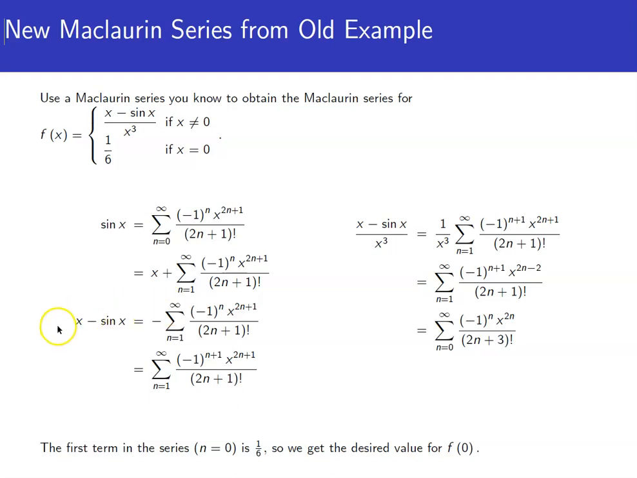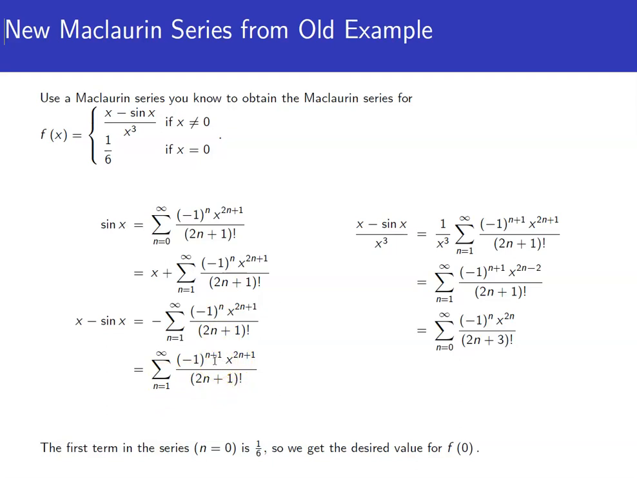All right, so now if I do x minus sine of x, I'm doing x minus this thing. Well, the x's cancel, and we'll have a minus sign out in front of the series that we were left with. And then I can pull that negative sign in with the negative 1 to the n, just to make it look a little prettier. And make it a negative 1 to the n plus 1.